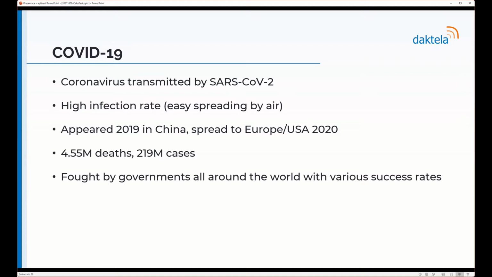And as we know, because of the analysis of our Ministry of Foreign Affairs, it's an issue that is fought generally by governments all around the world. There are various success rates concerning this. As for Czech Republic, you'll see that we have had mixed results in this area. Now we've pretty much stabilized the efforts to fight against COVID.